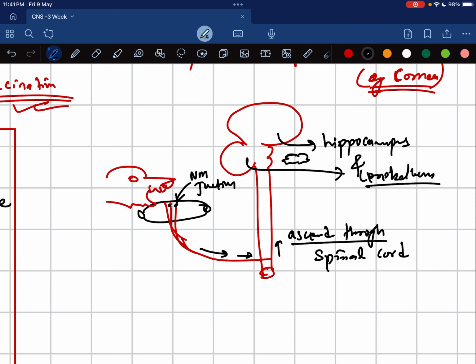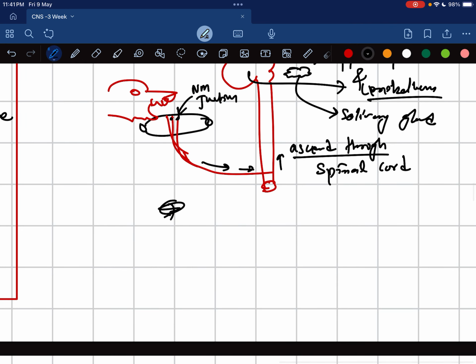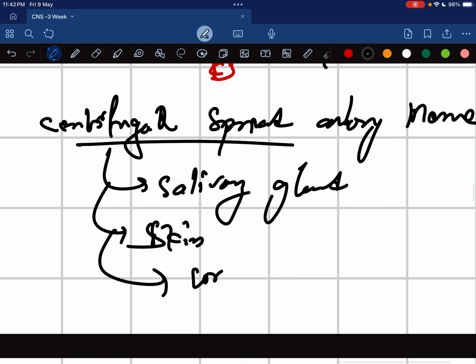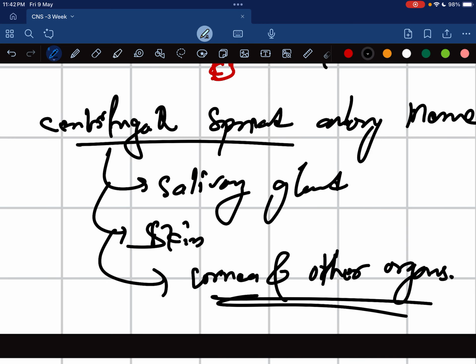When it comes to the salivary gland, there is centrifugal spread along the nerve to organs like the salivary gland, skin, the cornea and other organs. This is the pathogenesis of this disease.